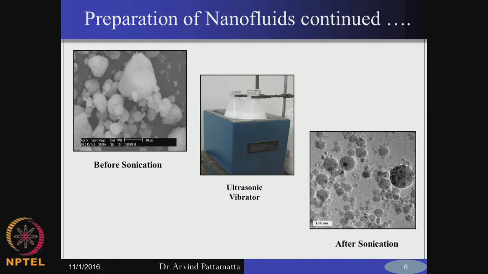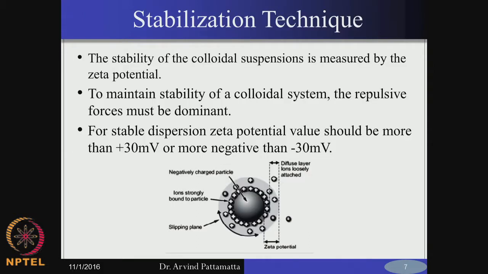If you just disperse the nanoparticle in base fluid, more likely they will all come together and form agglomerates, as you can see on this figure on the left side. These are big agglomerates of nanoparticles. Typically, their values of zeta potential are low.